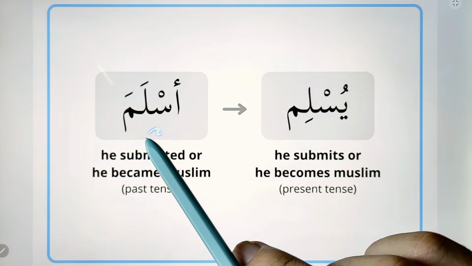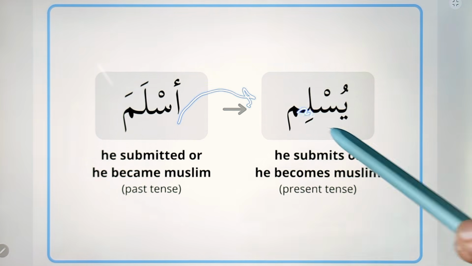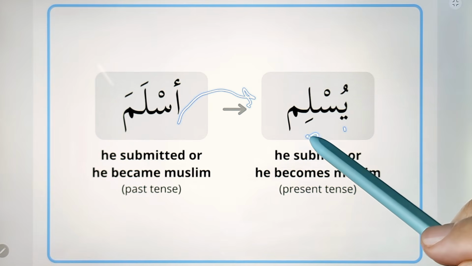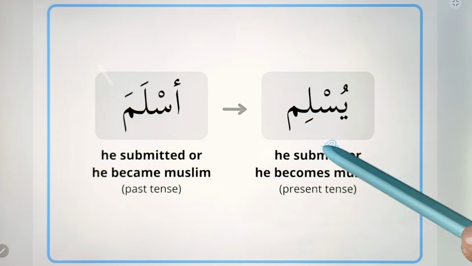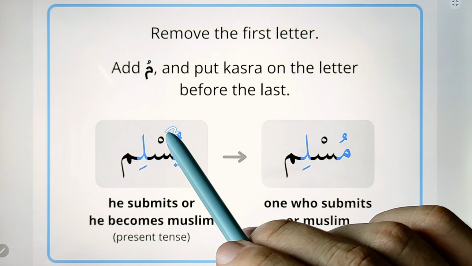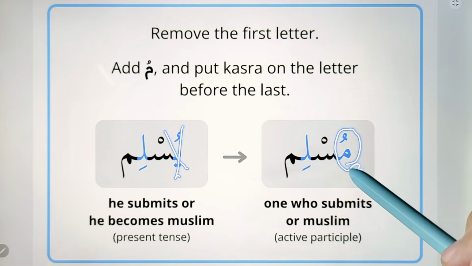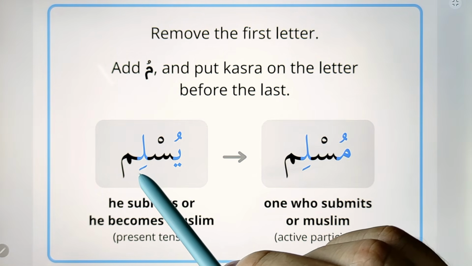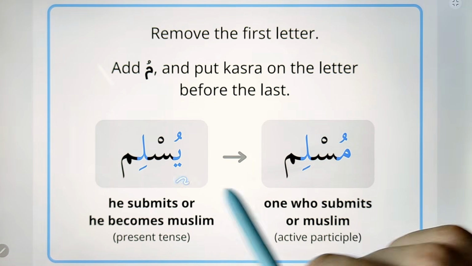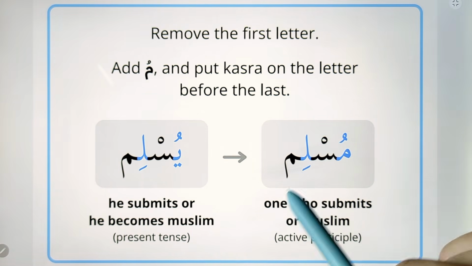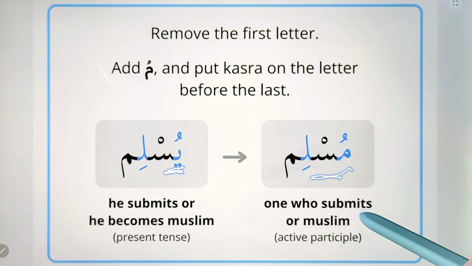أسلم means he submitted or he became Muslim. Let's get to the present. يسلم means he submits or he becomes a Muslim. Since we have the present now, we can just remove the ya and add mim with a dhamma, mu, and add kasra on the letter before the last. So yuslim will be Muslim. Yuslim means he submits. Muslim is the one who submits.